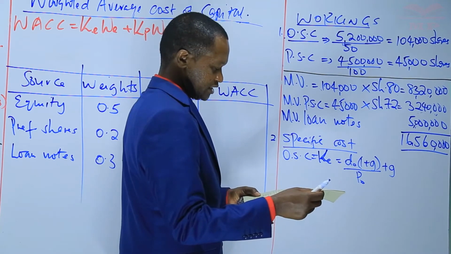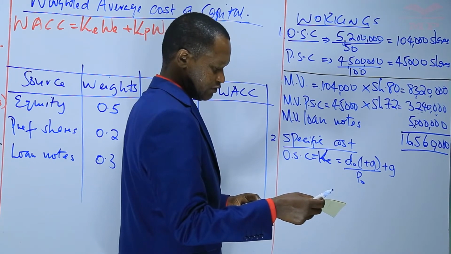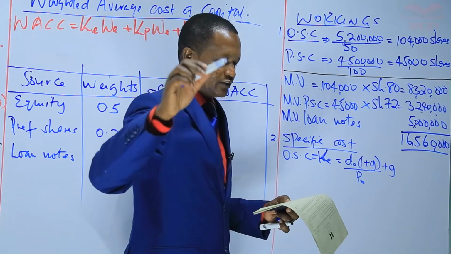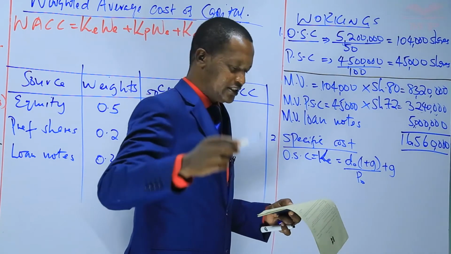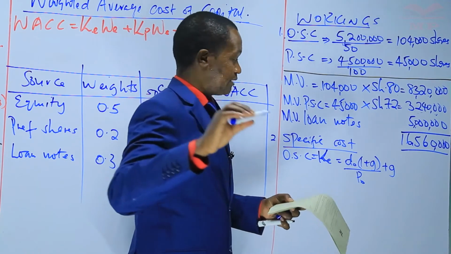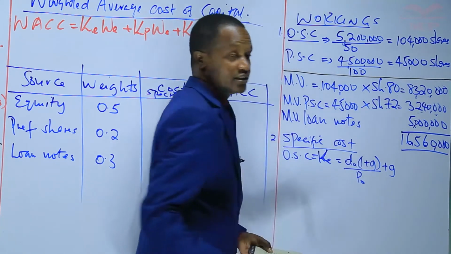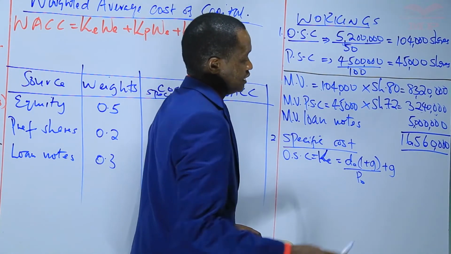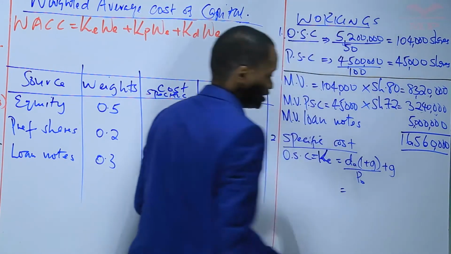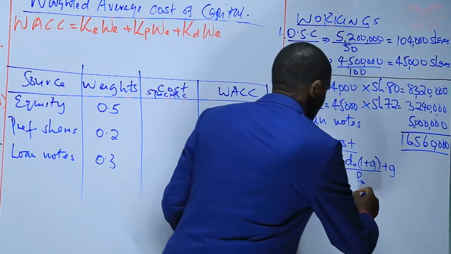The ordinary shares are quoted at 80 shillings per share. Ordinary shareholders expect a cash dividend of 4 shillings per share. So this 4 shillings per share is the expected dividend per share. Candidates, you need to be very keen when determining this denominator. You may either be given the current dividend or the expected dividend. If you have the expected dividend, then the expected dividend is D naught into 1 plus G. So the expected dividend here is 4 shillings.